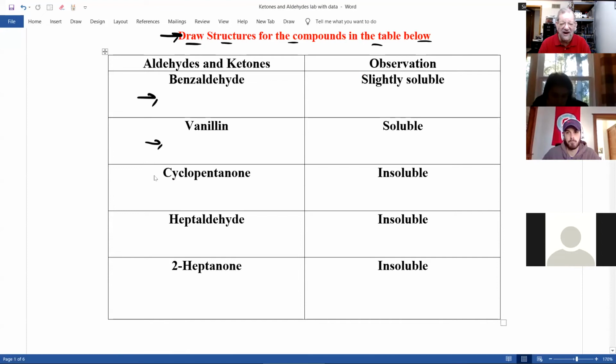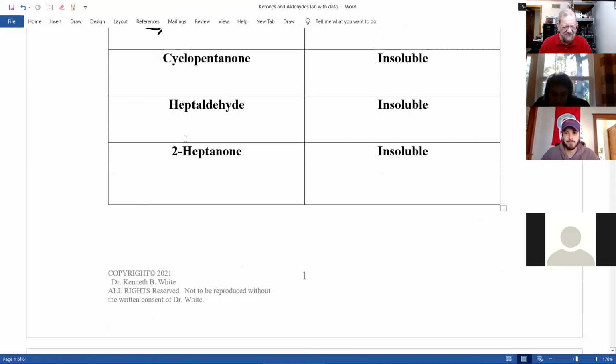Now, students, when they do this and say, Dr. White, most of those were insoluble. I said, hey, you got the right data. So deal with it. I don't say that to them, but I'd like to.